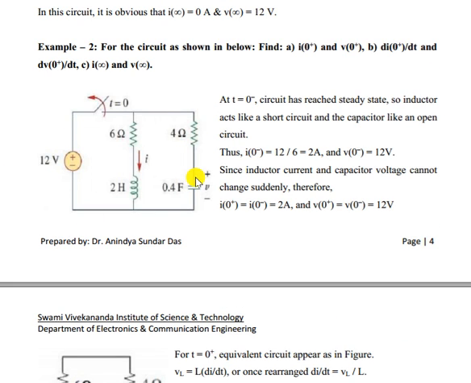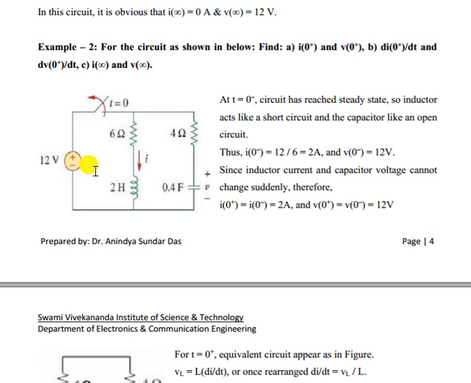Similarly, let us take another example, where the switch goes upwards at t equal to 0. That means the switch becomes off. For t less than 0, the switch is closed. If it is closed, what is the value of the current flowing, and what is the voltage across the capacitor? The inductor acts as short circuit and the capacitor acts as open circuit. So no current will pass through this 4 ohm resistor, and all the current will flow through this path. That is, the current is 12 by 6, 2 ampere.